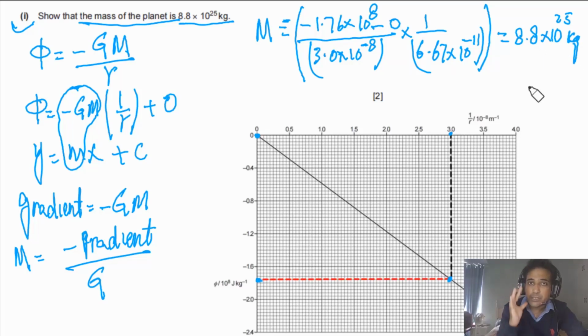So this is how we can figure it out. You need to understand for this question that mass cannot be negative. If your answer is negative, you need to figure out why, because mass cannot be negative. It means you're missing this negative sign, and that is the reason your answer is negative, which is not correct. You need to understand that gravitational potential is always negative.